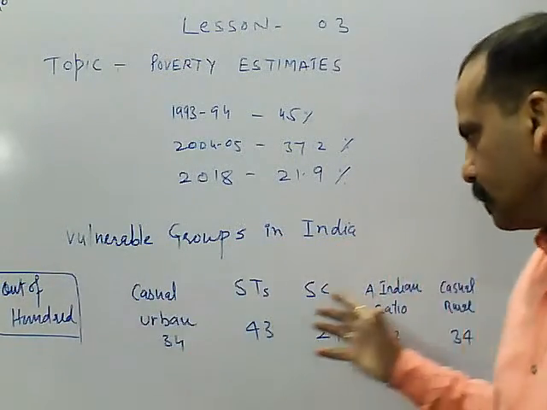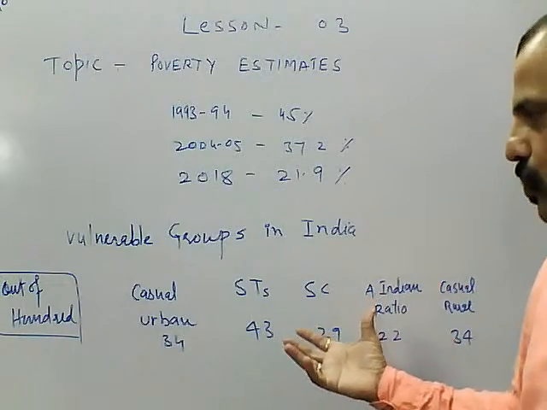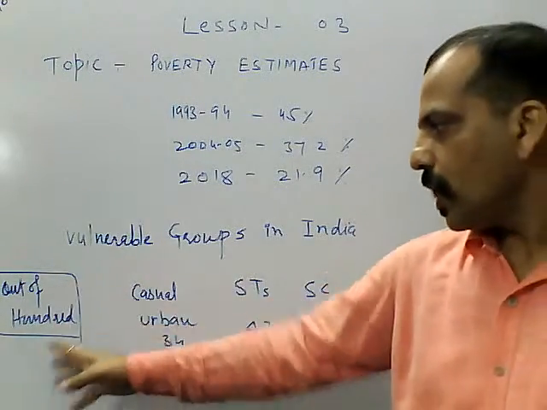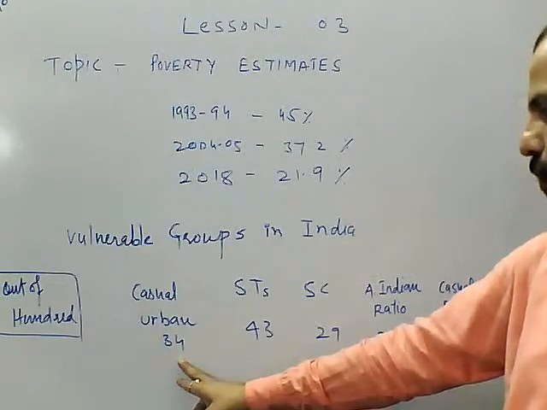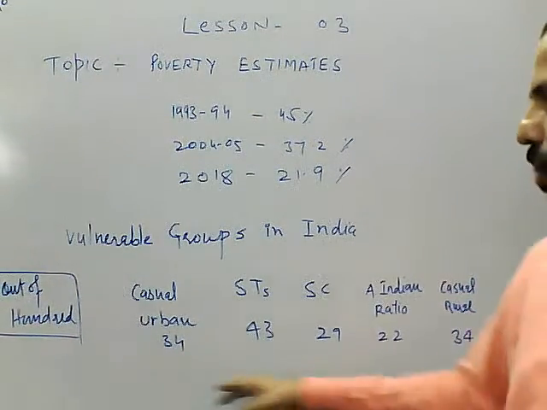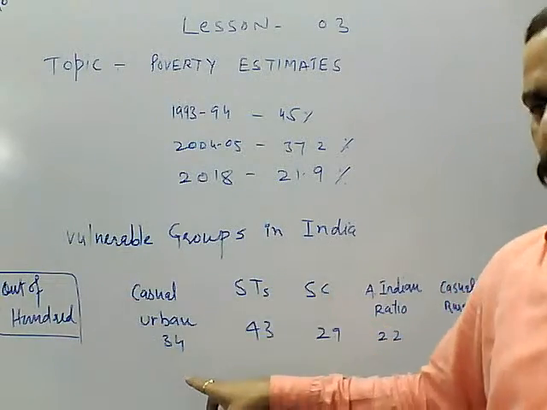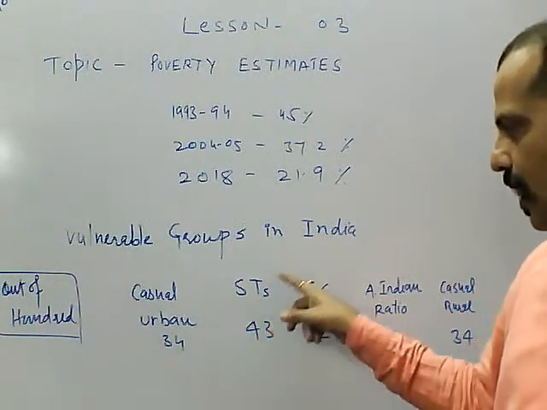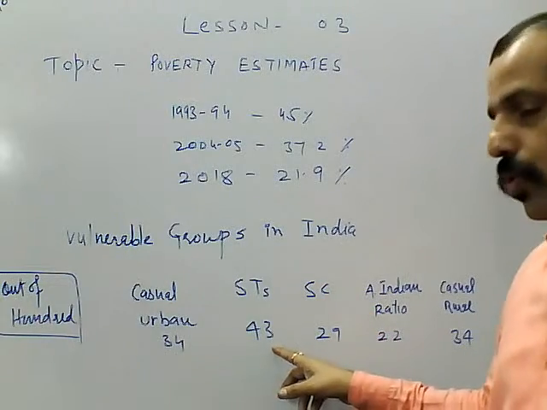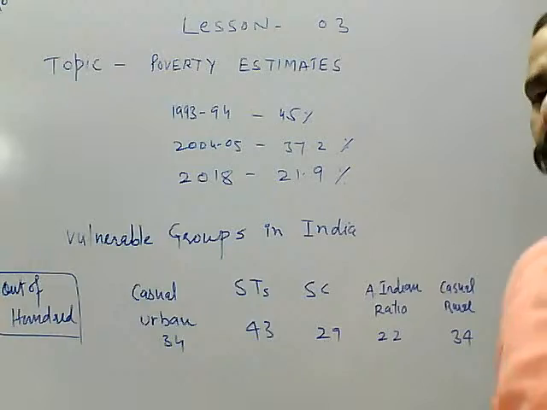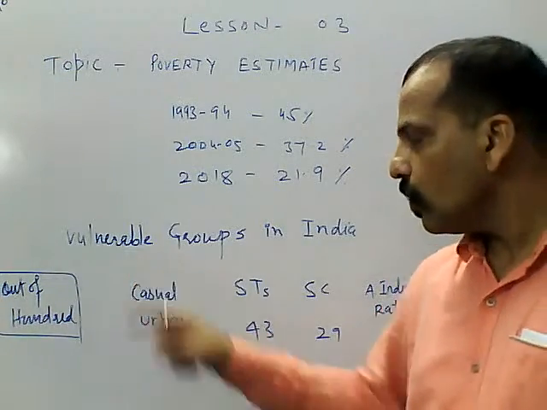So I wrote here the names of the groups that are more vulnerable. Out of 100, I wrote 35, 43, 29, 22, 34, meaning how many out of 100 are vulnerable. When we talk about the STs, 43 out of 100 are more vulnerable. When you talk about SCs, 29 out of 100 are more vulnerable.